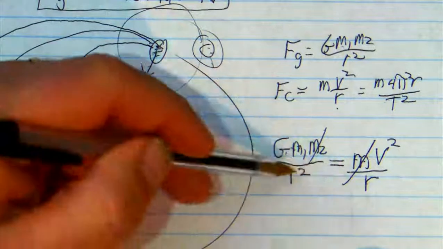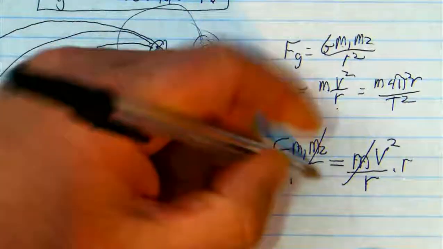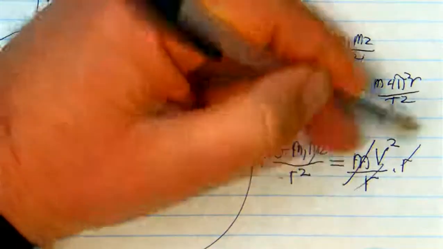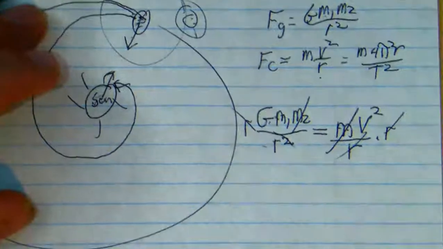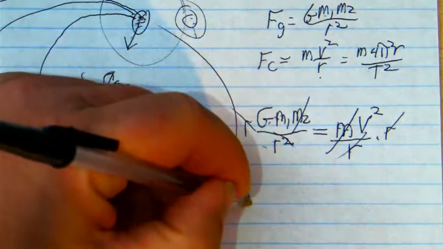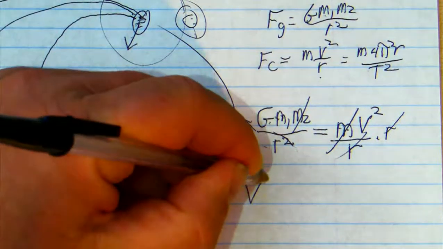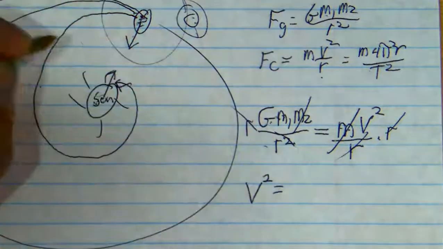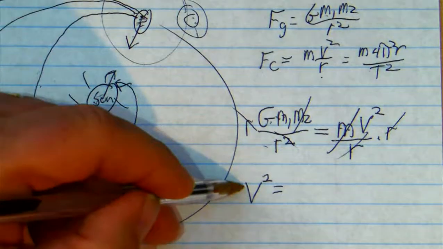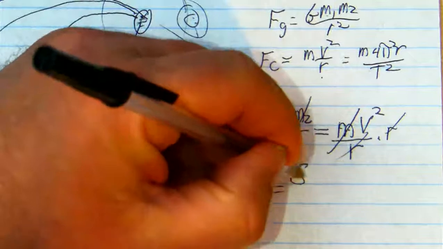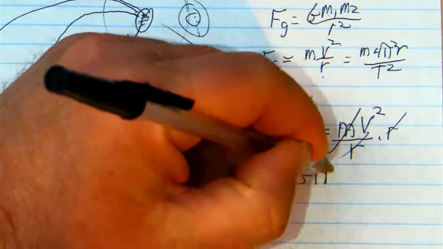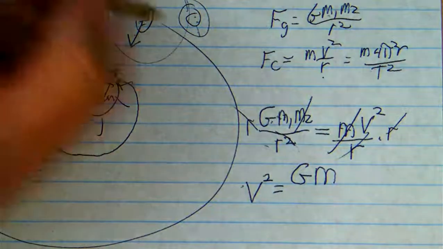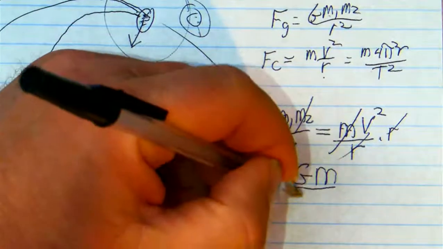And one of these radii will cancel. So if I multiply both sides by r, the r on the right expression is canceled, and one of the r's on the left expression is canceled. Cleaning up, for an object in a circular orbit, the square of its speed is the product of the universal gravitational constant times the mass of the central body divided by the orbital radius.